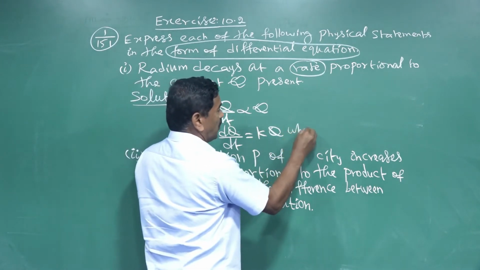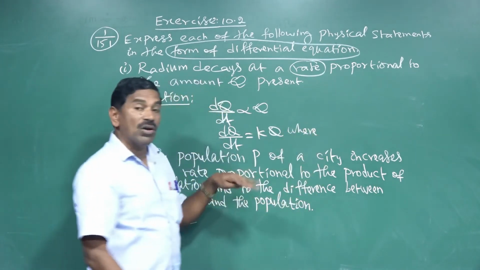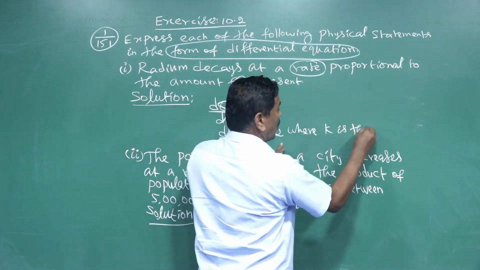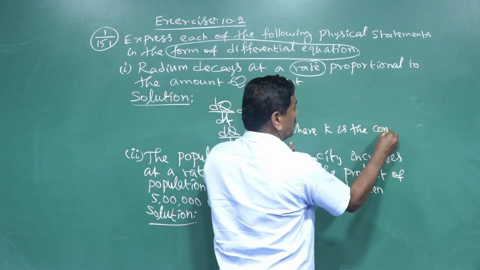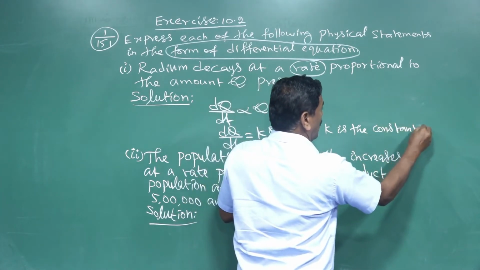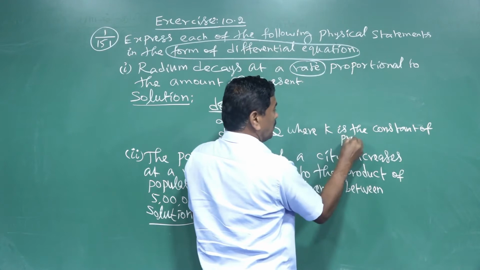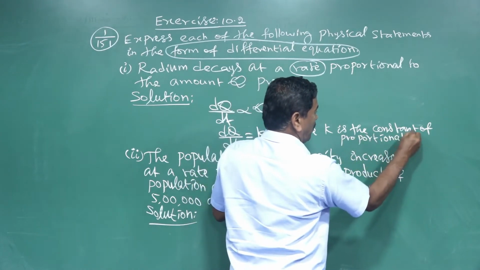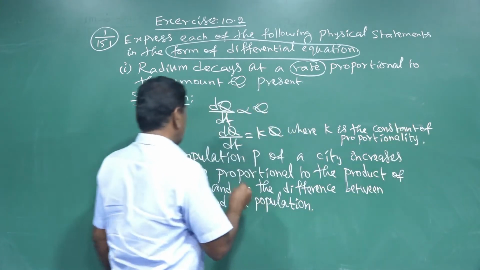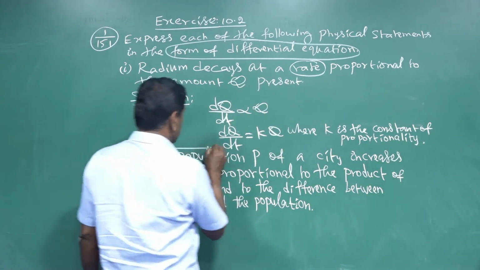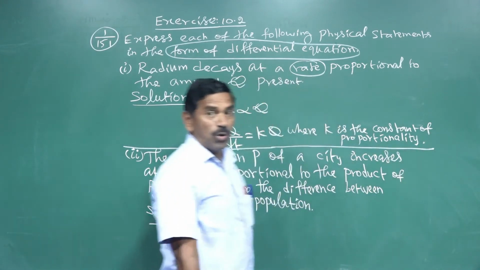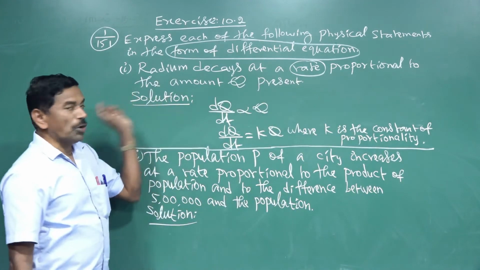Where k is the constant of proportionality. Hence the answer for the first subdivision. First topic is completed.